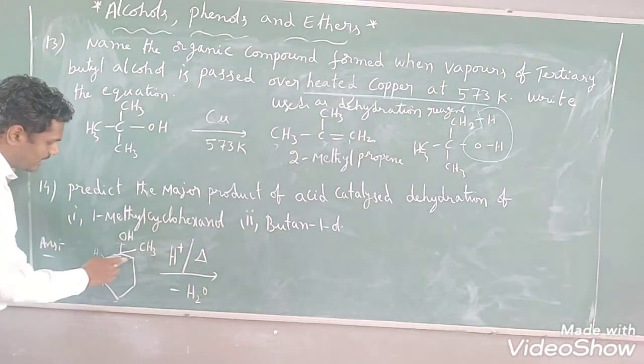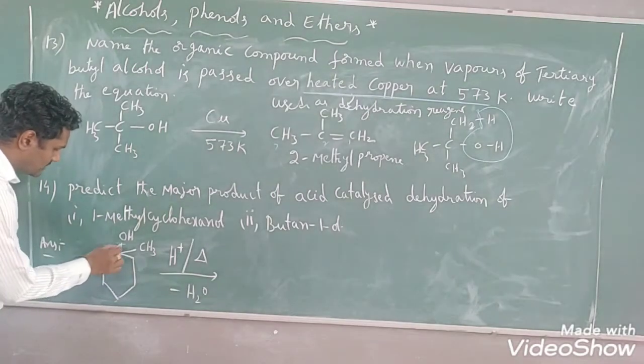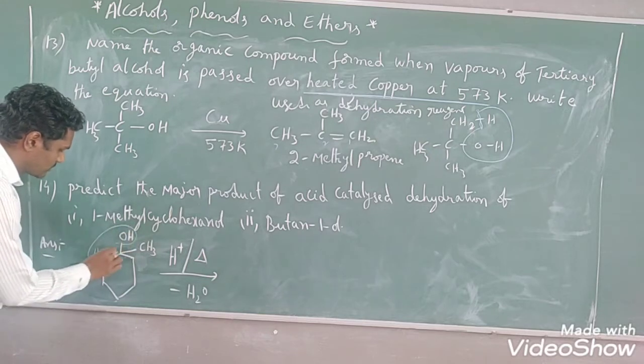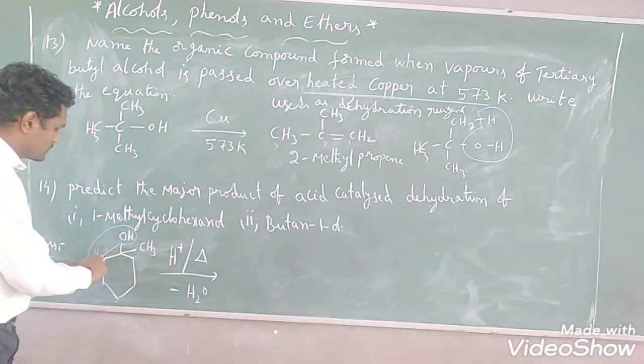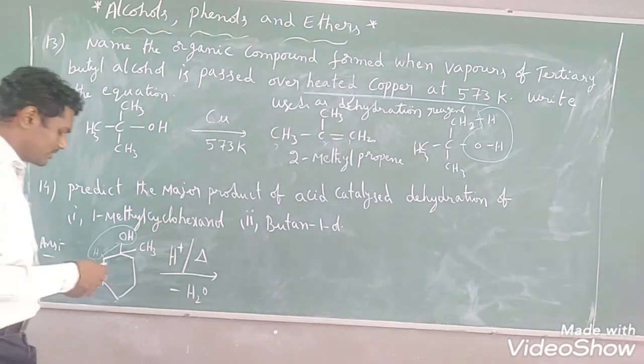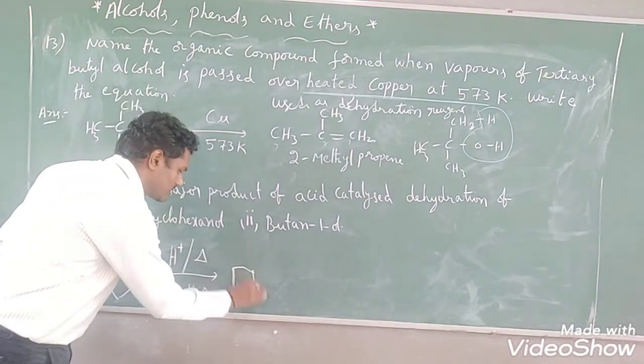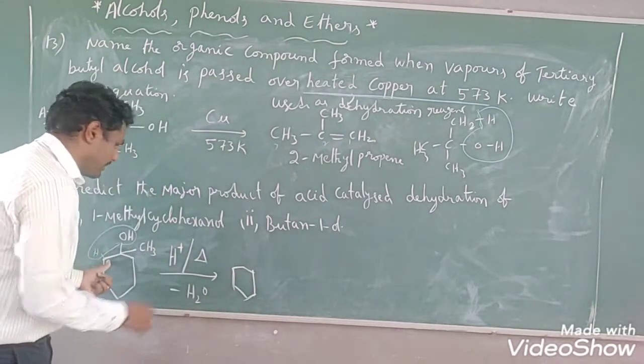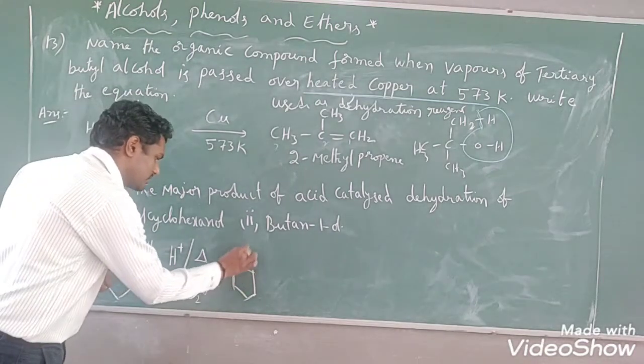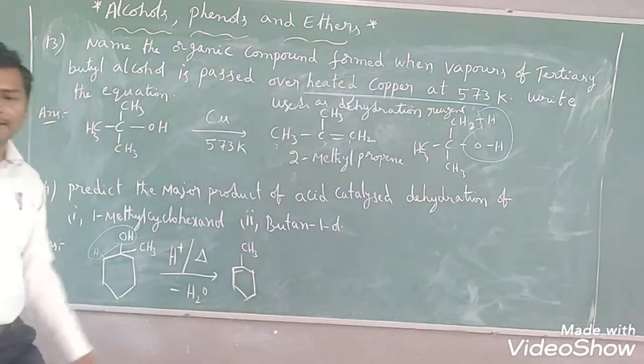OH attached carbon we have taken as alpha. Here it is a ring, and this is beta. This is the beta carbon atom. Here one of the hydrogens and the OH group are removed as water molecule. Breaking of two single bonds results in the formation of a double bond, students. So the compound is what here? Here a double bond will arise, right? Here CH3. This is the compound you will get.